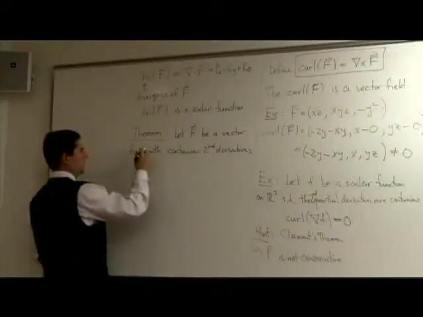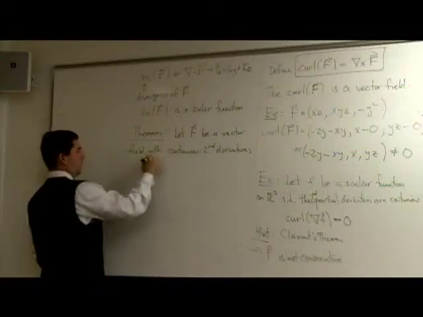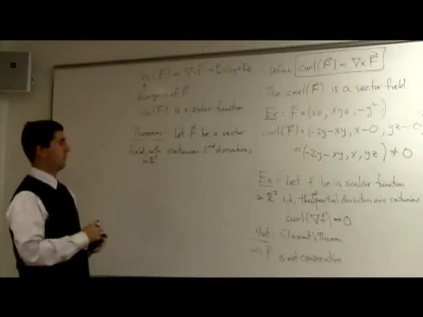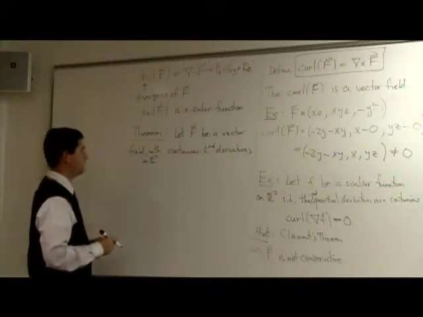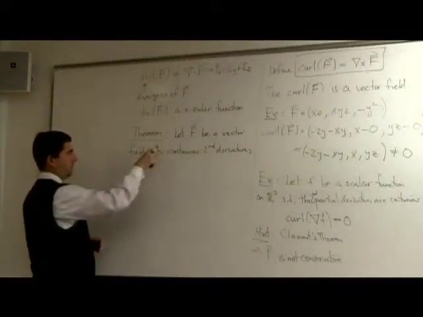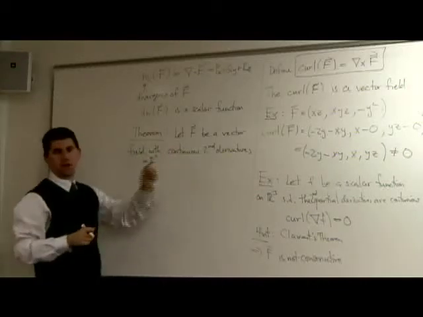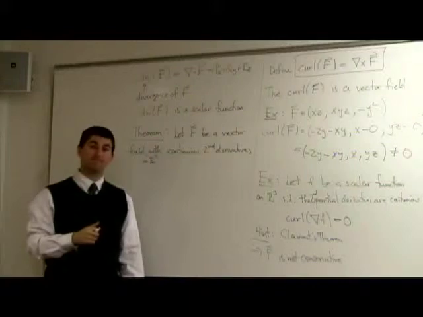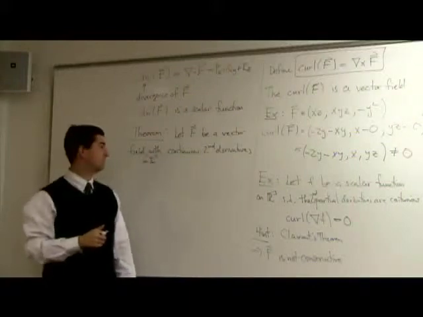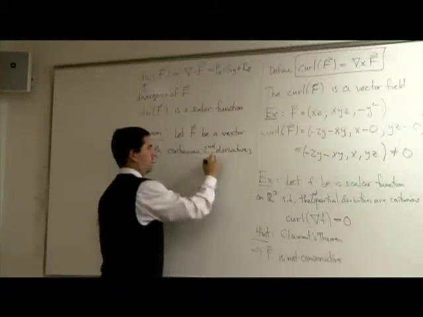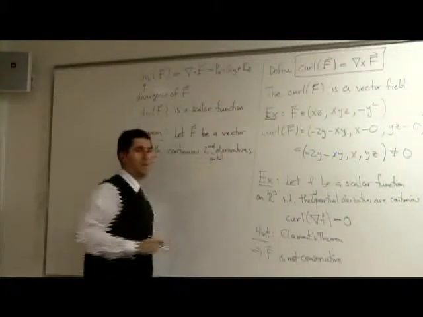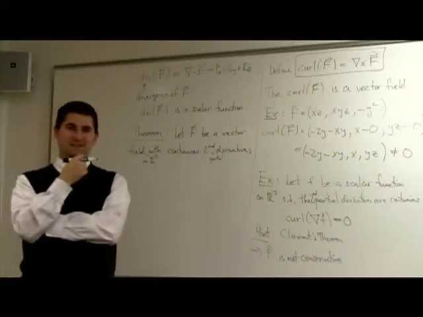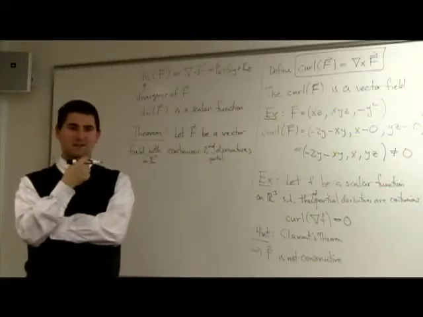I really should say this is a vector field on R3. Because div and curl, we've only defined these on R3. Okay, so f is a vector field with continuous second derivatives. Why do I want continuous second derivatives? I should say these are partial derivatives, of course. Why do I want continuous partial second derivatives? Try the easy answer.